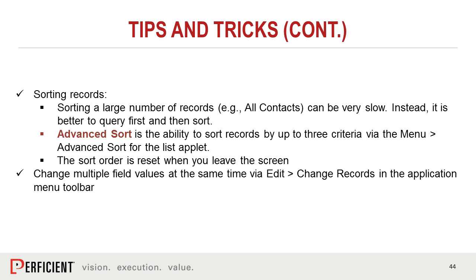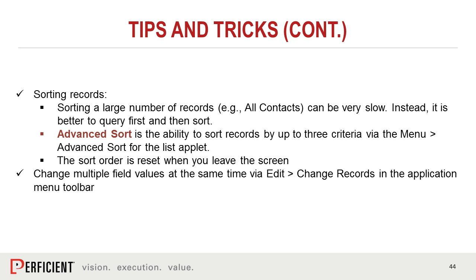Advanced sort is the ability to sort your records in the list applet by up to 3 criteria. Remember to make sure that your sort order is logical. So for example, sorting addresses by country, then state, and then city, instead of by city, then state, then country.